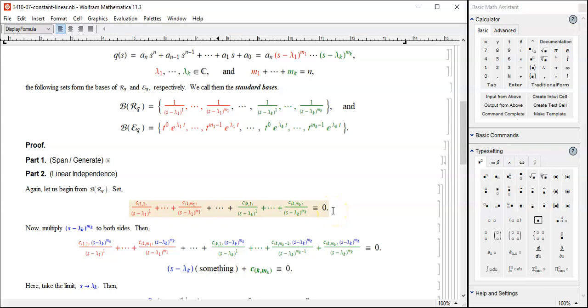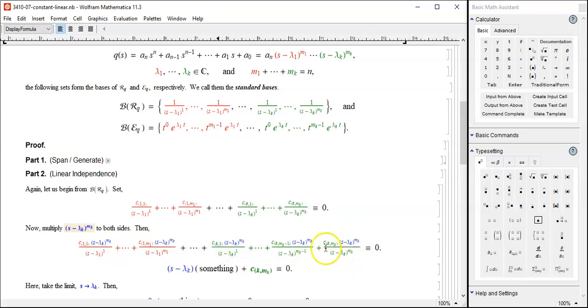Okay? And then, here's an ingenious technique. Multiply by the denominator, the largest denominator, s minus lambda k to the mk power. Multiply that to both sides and distribute around. Then that's equivalent to multiplying the same factor to each of them.